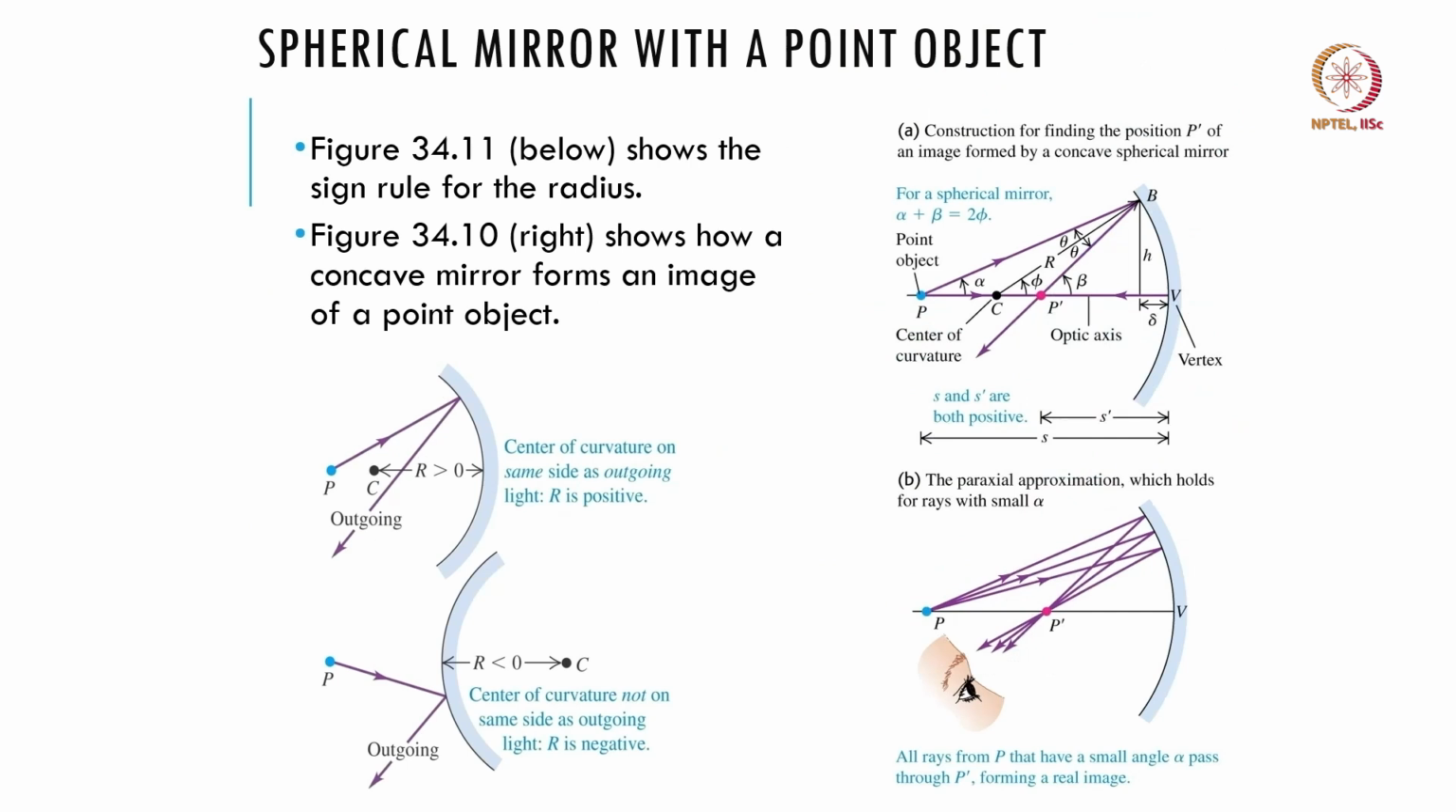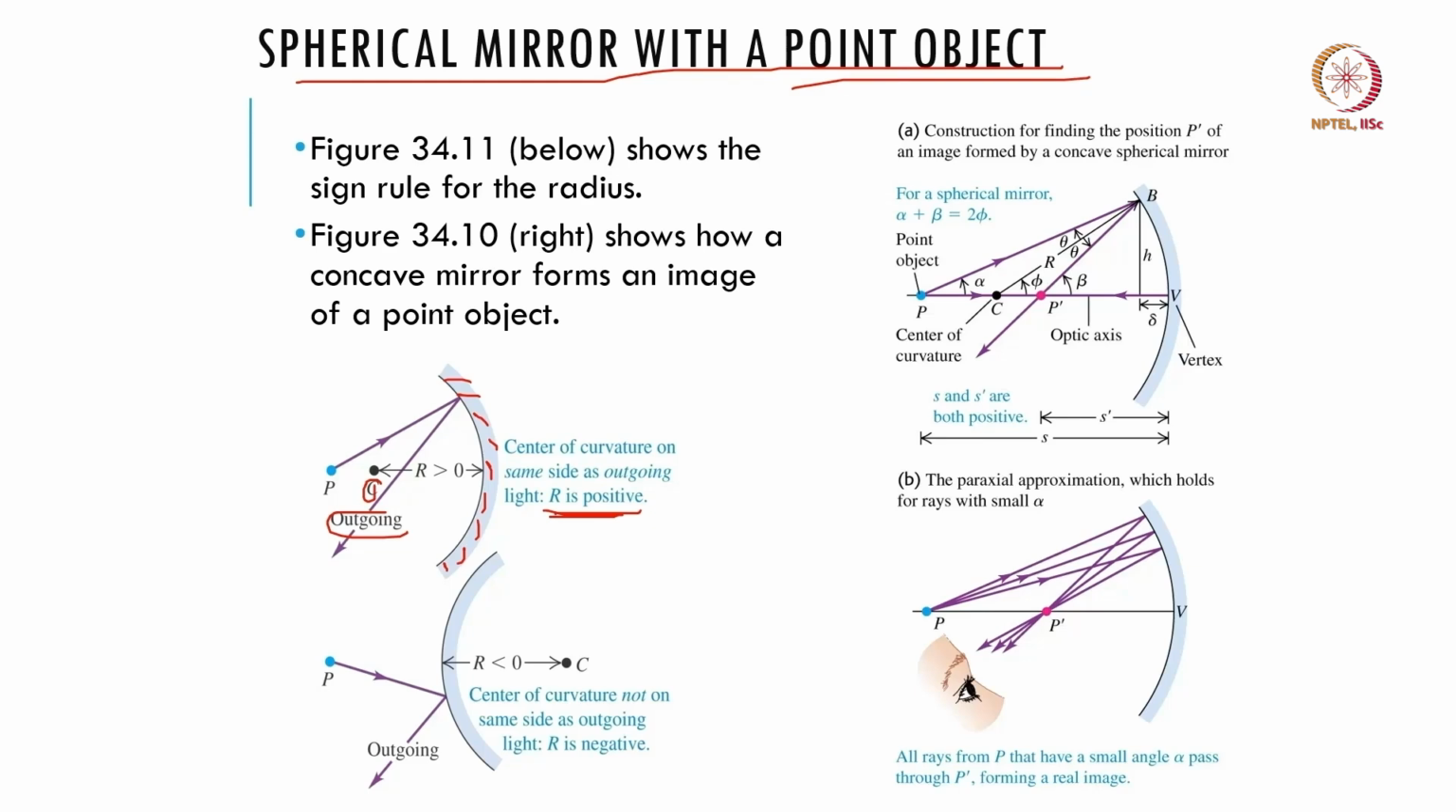Let's see how an image is formed with respect to a spherical mirror. Firstly, we'll consider a point object. In case of spherical mirrors, there are two types. The first type is the concave mirror, where the reflective side is on the inner side. That means the center of curvature and the outgoing light are on the same side. For this case, we consider the radius r to be positive.